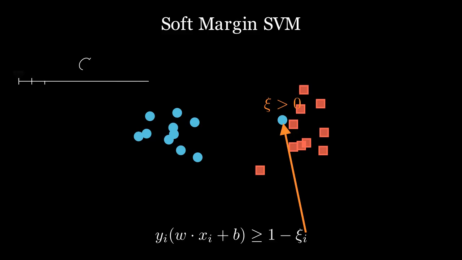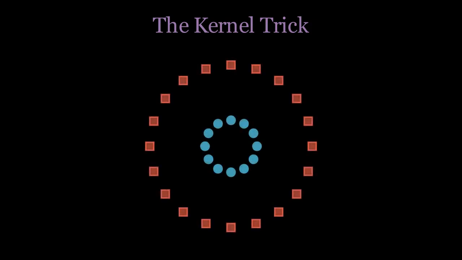But what happens when data is messy and overlapping? In the real world, 100% separation is rare. This is where the soft margin and the slack variable psi come in. We introduce a parameter C that controls the trade-off. Do we want a wider margin, or do we want to classify every training point correctly? A high C penalizes misclassifications heavily, while a low C allows for a more relaxed boundary, often leading to better generalization.